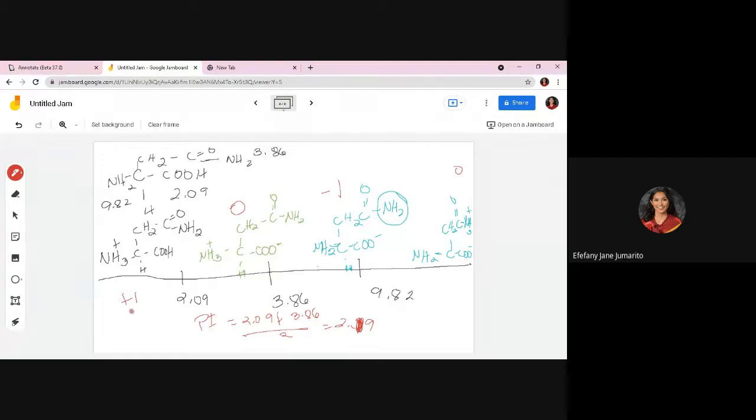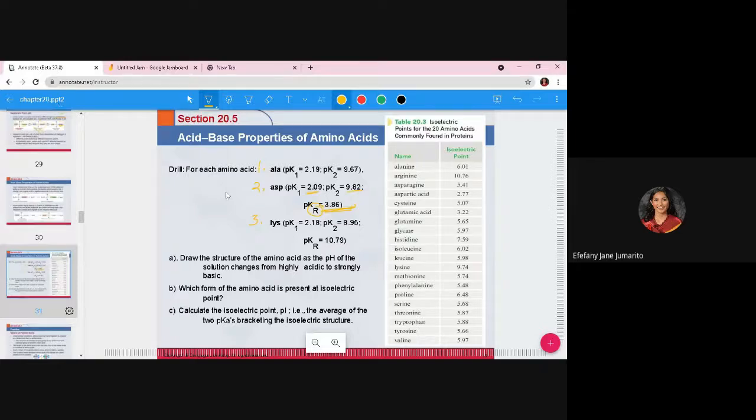Okay, so what about B? This one. Number 2, number 3. Okay, that's for your assignment. Then I'll discuss number 2 next. I will make a video of this. Then lysine. So number 2 and number 3, that's for your assignment. Find A, B, and C. And H2 too.